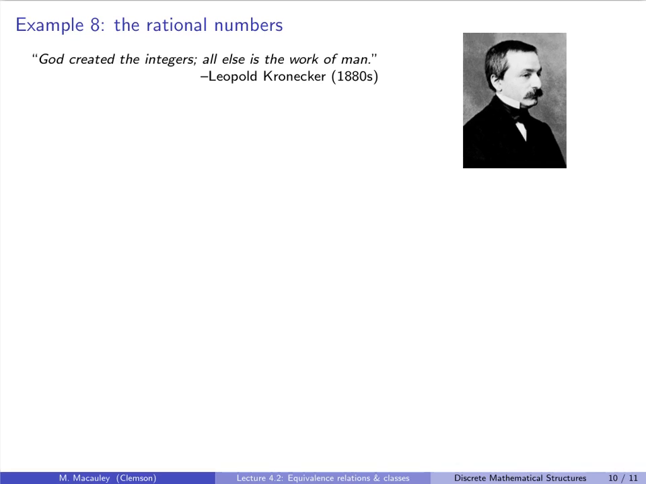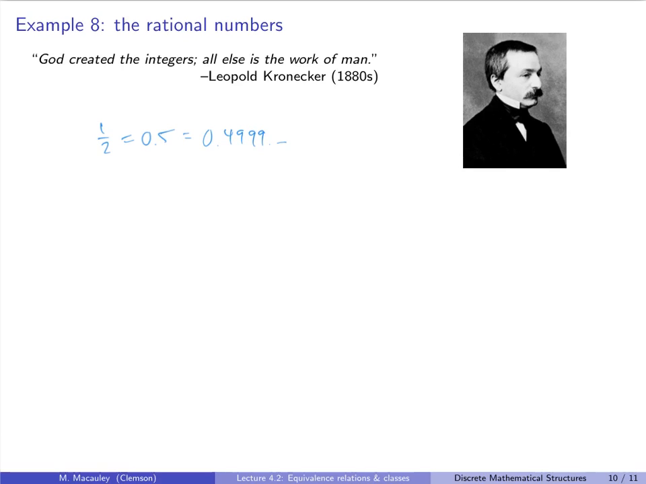Our last example is the rational numbers. Something I'm sure you're familiar with. They're fractions, but they're also decimals. And sometimes there's multiple ways to write them. So 1/2 is equal to 0.5, but it's also equal to 0.4999, etc. So what is a rational number? How do we define them? I like this quote by Kronecker, a mathematician in the 1880s, who said, "God created the integers. All else is the work of man."